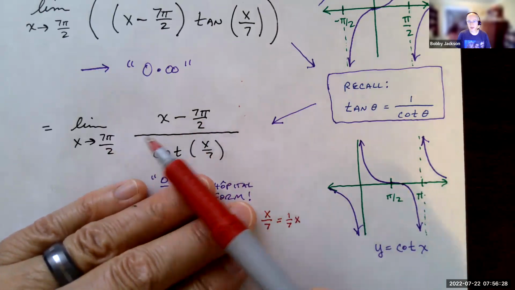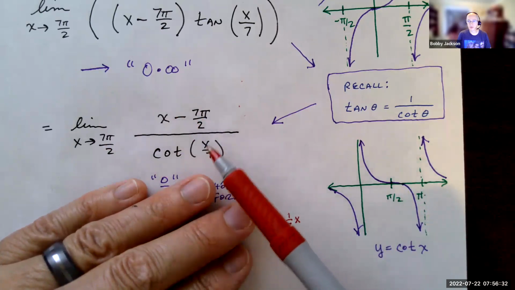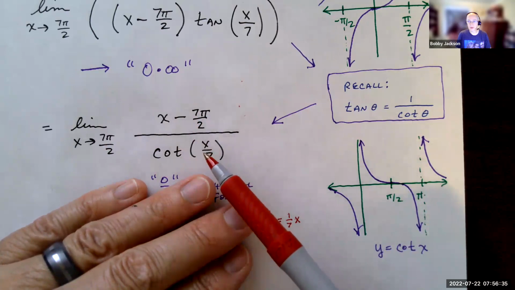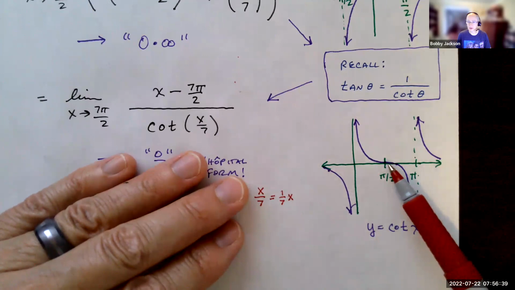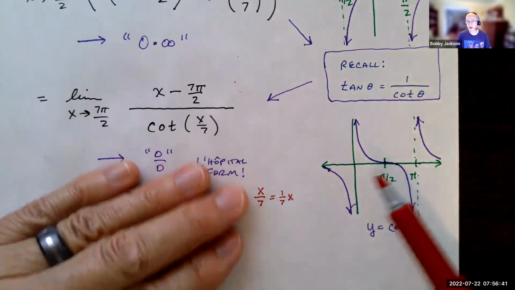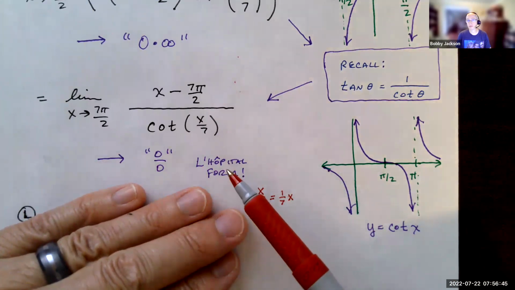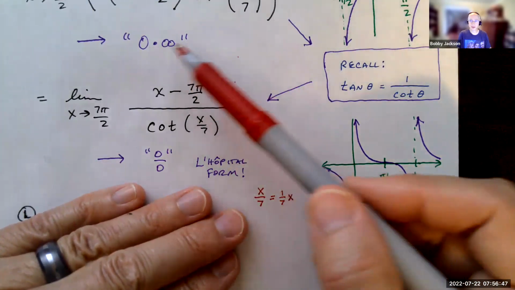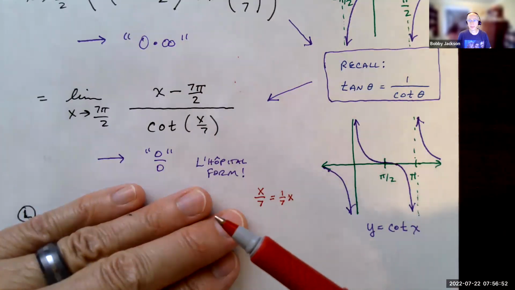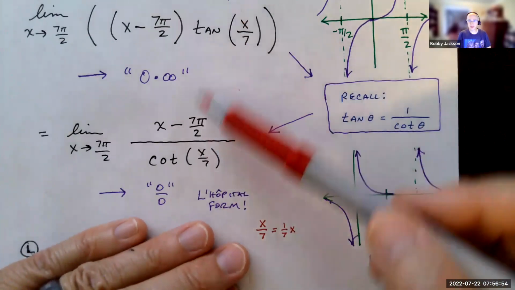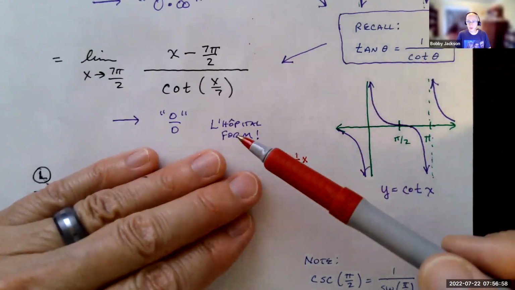Again, as x approaches 7π/2, the top is going to 0. What's the bottom going to? I plug in cotangent of π/2, right? Well, cotangent of π/2, I've got the graph of cotangent here, is 0. And so this is approaching 0 over 0. That's L'Hopital's rule form. So that's the goal. When you have 0 times infinity, you want to get it in the form 0 over 0 or infinity over infinity. And I just rewrote this. These are equivalent expressions. And so now we can use L'Hopital's rule.